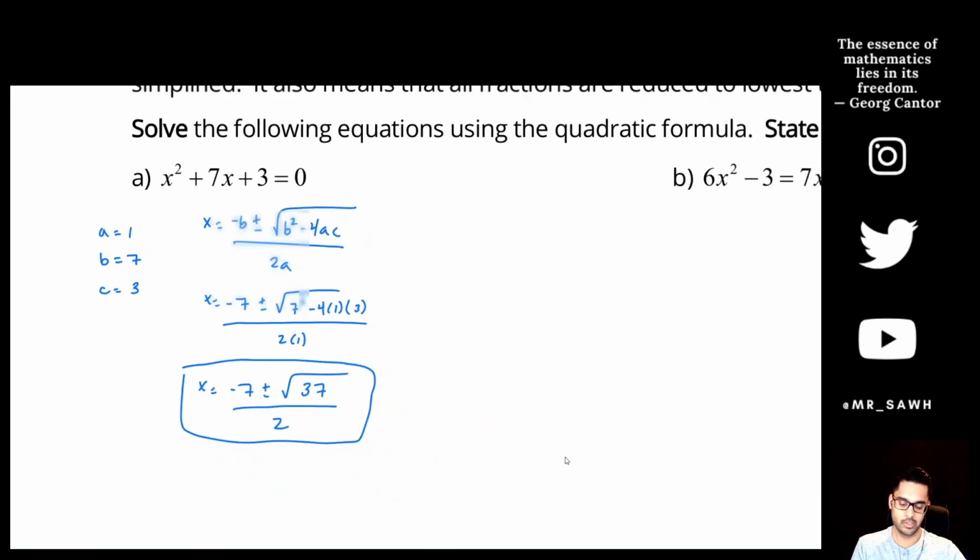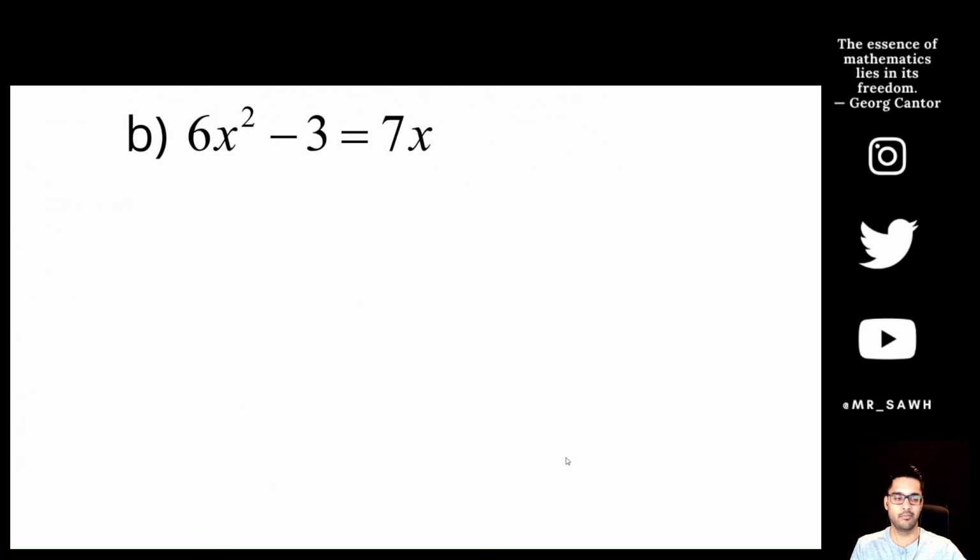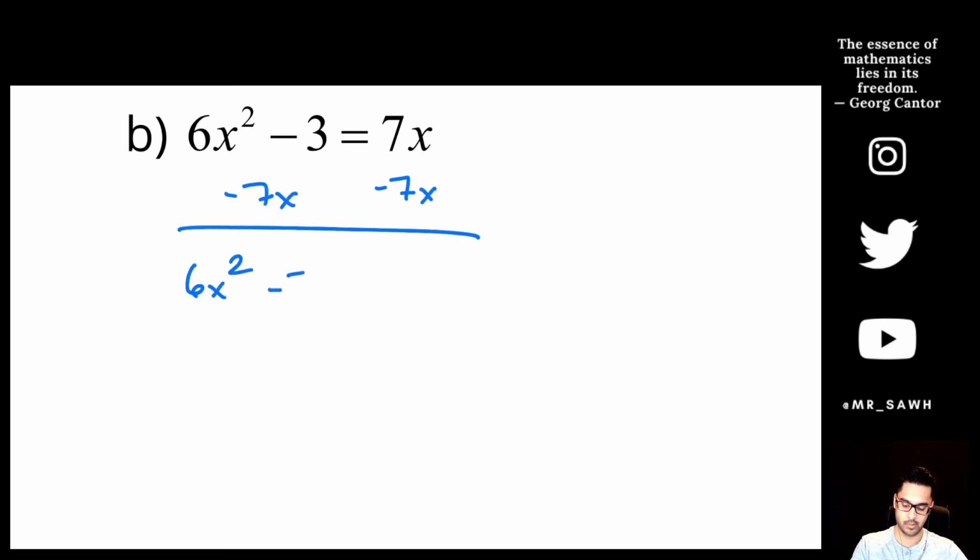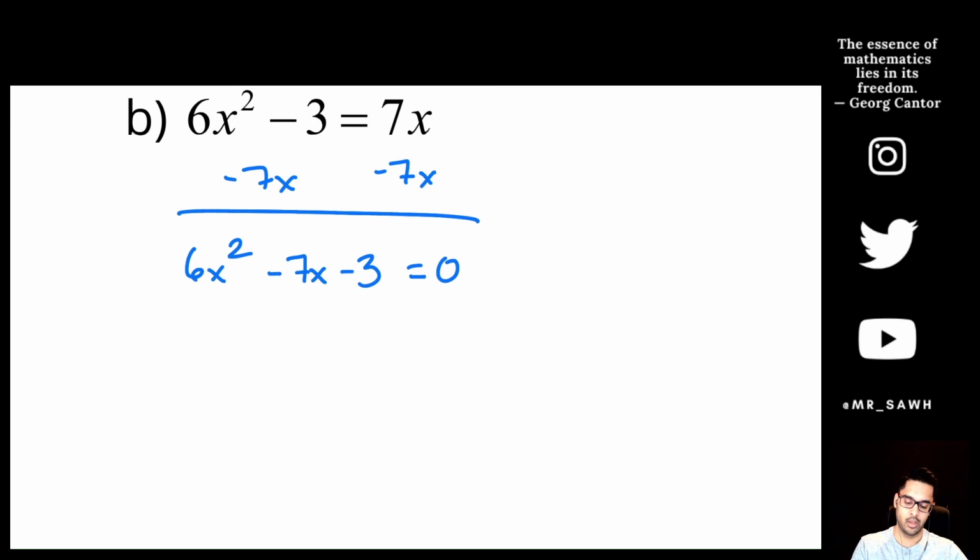Okay, we'll try B out as well. It looks a little different. I'm not in the same format. I'm not equal to 0 right now. So I need to make sure I subtract 7x from both sides of this first. So that gives 6x squared minus 7x minus 3 is equal to 0. Now I can see the a, b, and c numbers in the correct orientation.